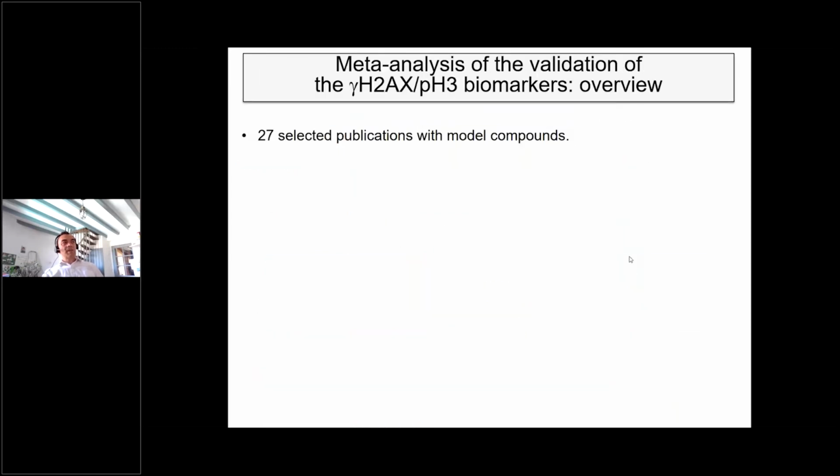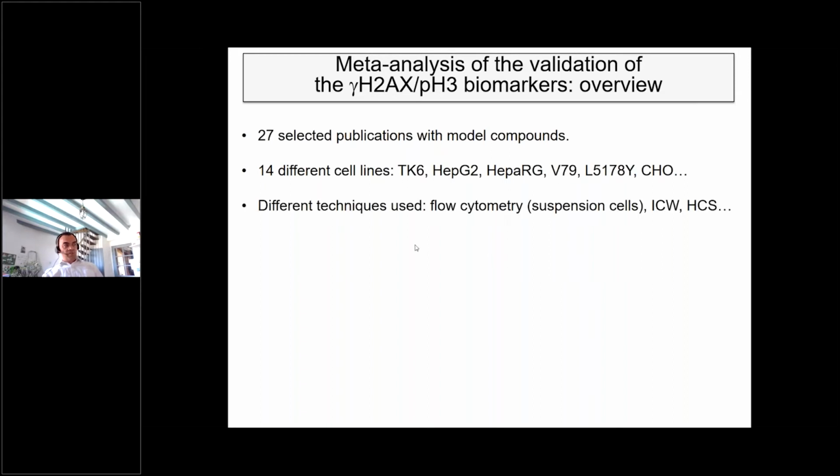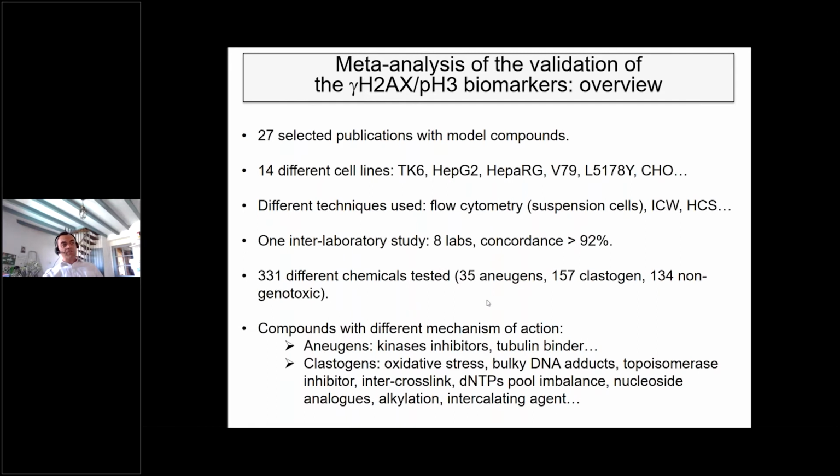So here is a meta-analysis we have done 2 years ago with two biomarkers. We selected 27 publications, a lot of different cell lines, TK6, HepG2, HepaRG, and whatever. Different techniques have been used by different labs, like flow cytometry or in-cell Western, like in my lab, or high content screening. There are more than 300 different compounds with different classes, aneugen, clastogen, or non-genotoxic, and different mechanisms of action.